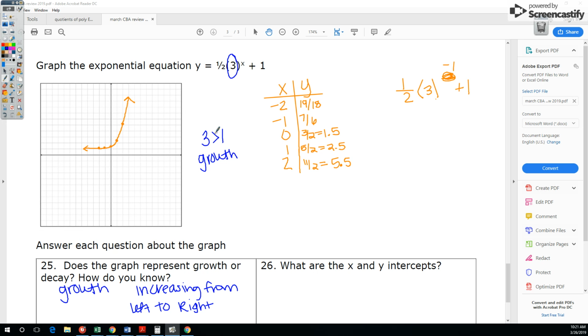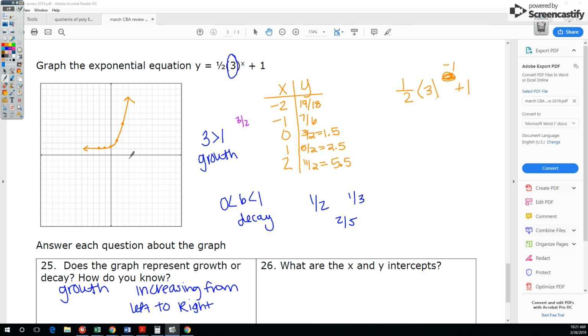If it was less than 1, or actually between 0 and 1, call that our B value, that would be decay. Something like a half or a third or 2/5, something like that. Just because it's a fraction actually doesn't mean it's decay. Something like if this was a 3 over 2, that's actually 1.5, bigger than 1, so that would be growth as well.